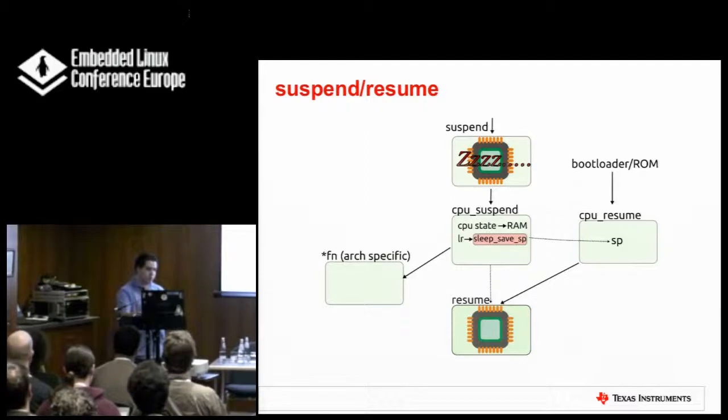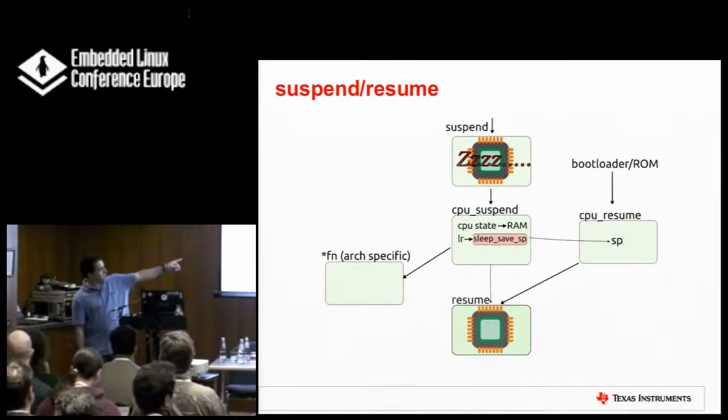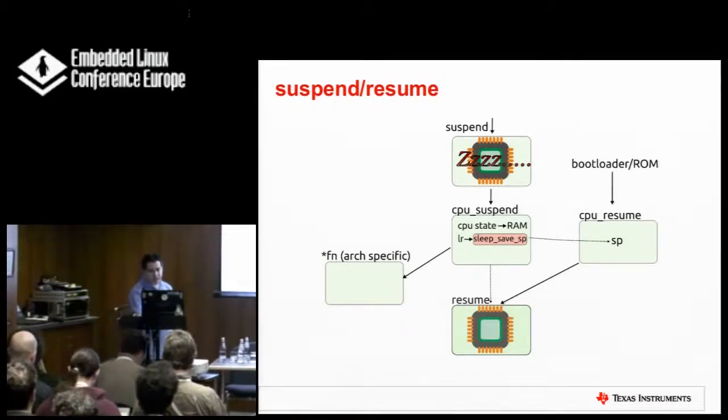When you hit resume, there's nothing stored in the CPU anymore. So your bootloader or ROM usually starts and calls the physical address of the CPU resume function, and it pulls a stack pointer from this special sleep save stack pointer. And when it does that and does a return, it's like it's returning directly from CPU suspend. So it looks like a straight code path, but it isn't. The CPU resume function restores all the state to do with the CPU, like the MMU and things like that, and then once that's done, you can just resume your devices and be done.